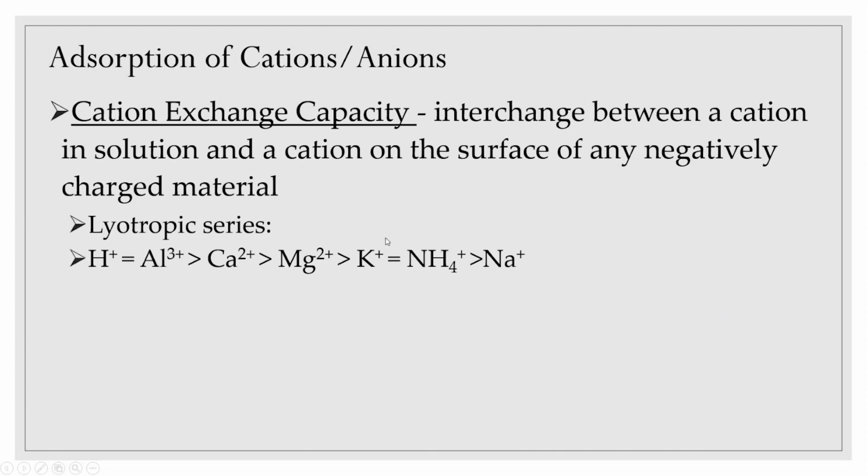Now we have potassium and ammonium that are equally adsorbed to soil colloids, and these are easily interchanged. So it might be that there's potassium on a soil colloid. We apply fertilizer that turns into ammonium. That ammonium will then displace this potassium, and that potassium might be taken up by the plant.